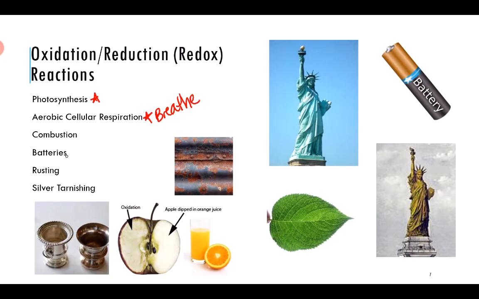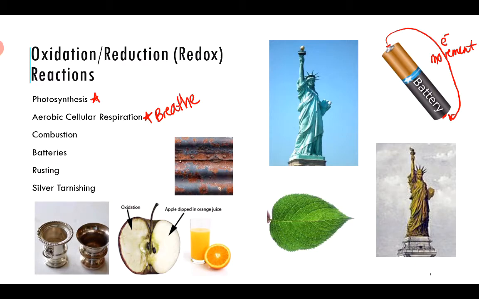Batteries also run on redox reactions. Electricity is the movement of electrons. And so batteries have chemicals inside that are exchanging electrons. And you make that reaction happen by connecting the two ends together in a circuit. And that allows the electrons to move through your circuit in order to complete the chemical reaction. So we'll get more into batteries and electrochemical cells later in another video.